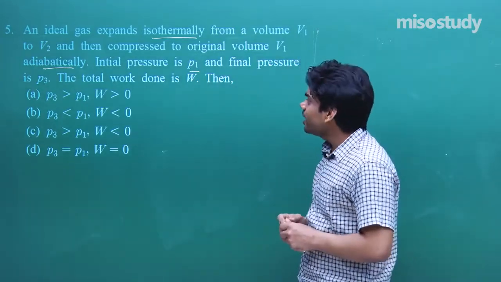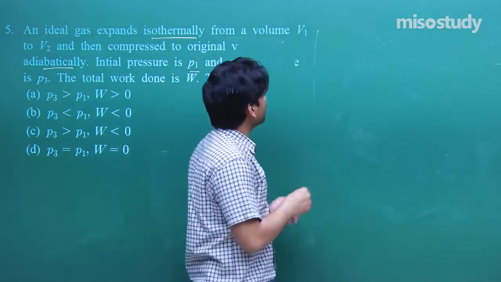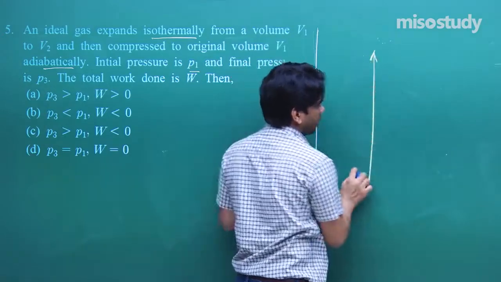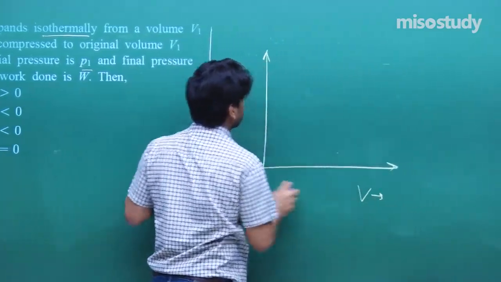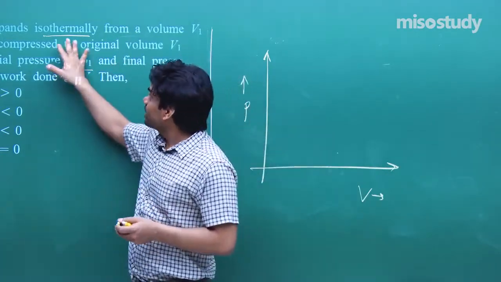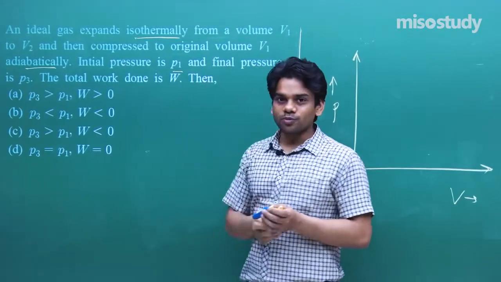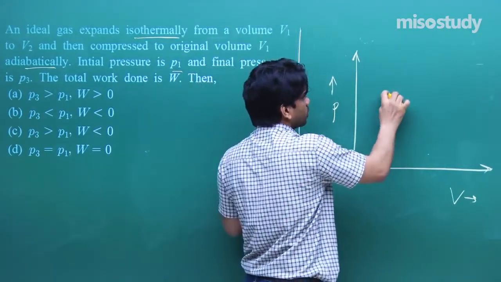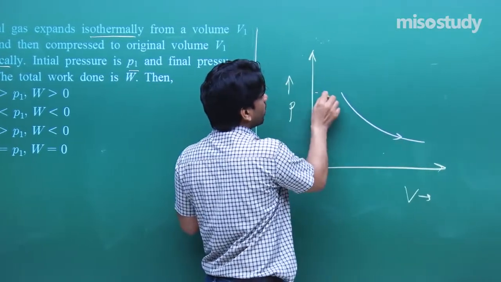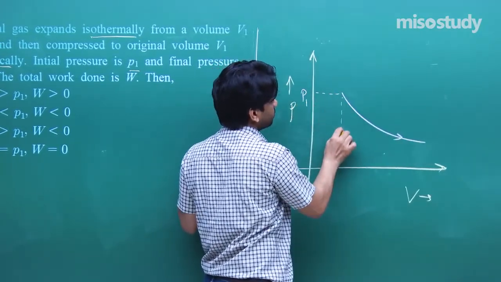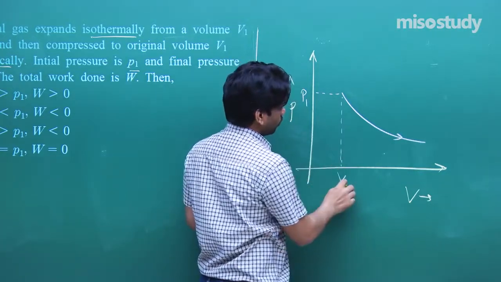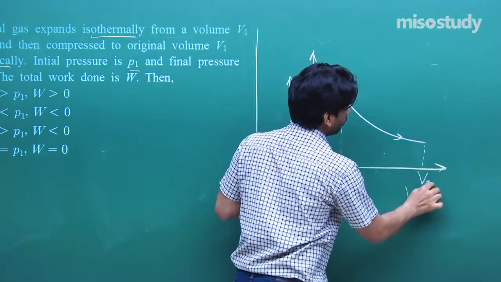Now see here, first of all, try to do it by making a PV curve. Let's say you have pressure here and volume here. It says that initially an ideal gas expands isothermally from a volume V1 to V2. So I am going to take this curve somewhat like this, with pressure P1, from volume V1 to V2.